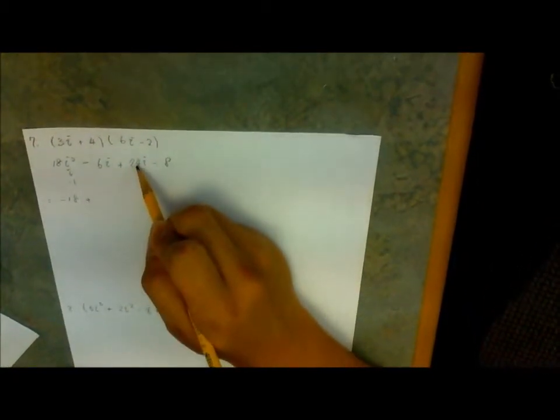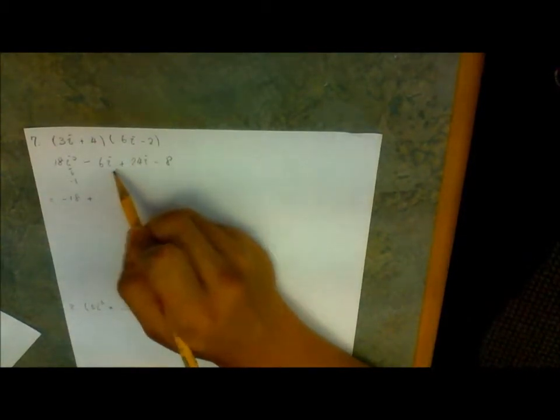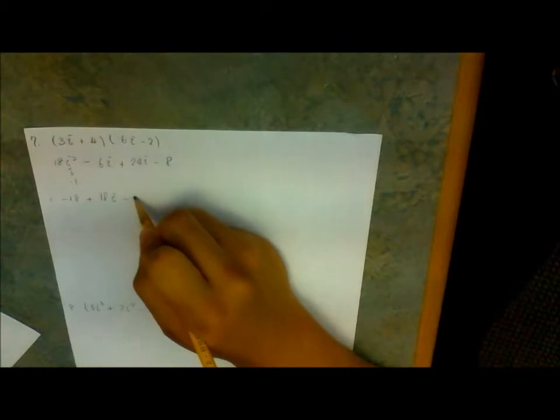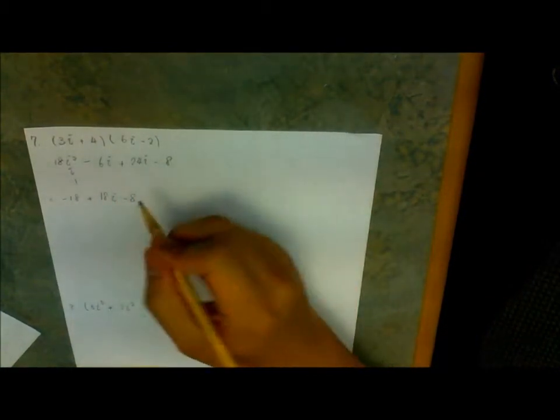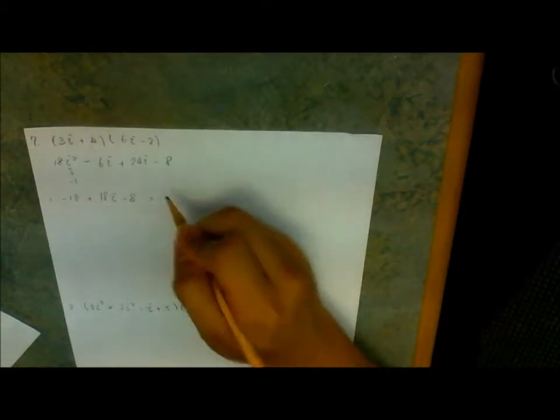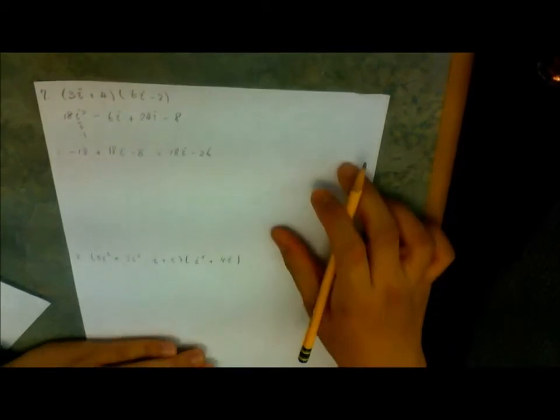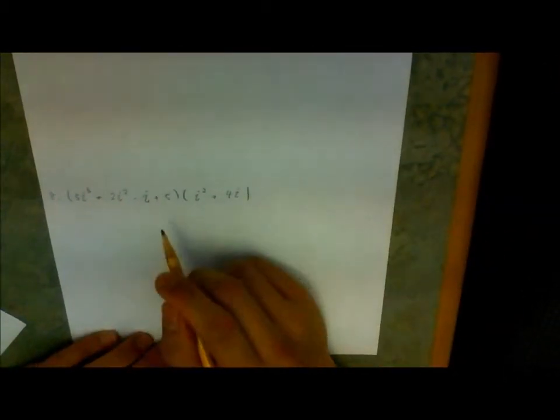Plus 24 minus 6 is going to be 18i. Minus 8. We have two constants; you can easily combine them. 18i minus 26. That's going to be your answer. Now for number 8, it's a little more complicated. You have more terms. But again, you treat them as x.